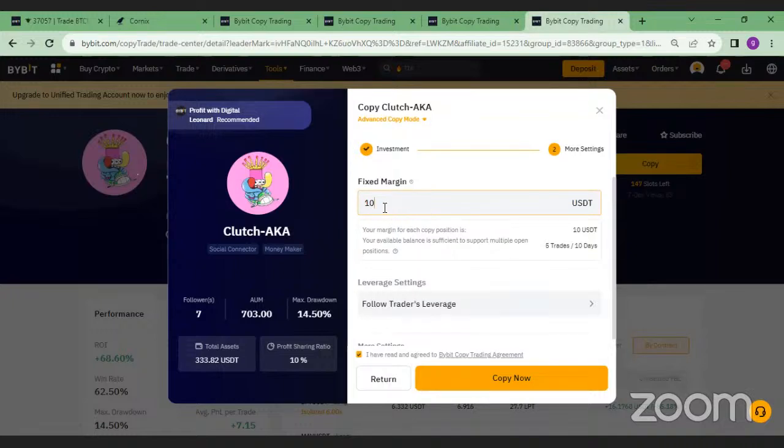At times in a particular trade, the trader would pick a trade like 2, 3, 4 times, depending on the trader you're copying, right? So you want to leave that as it is.